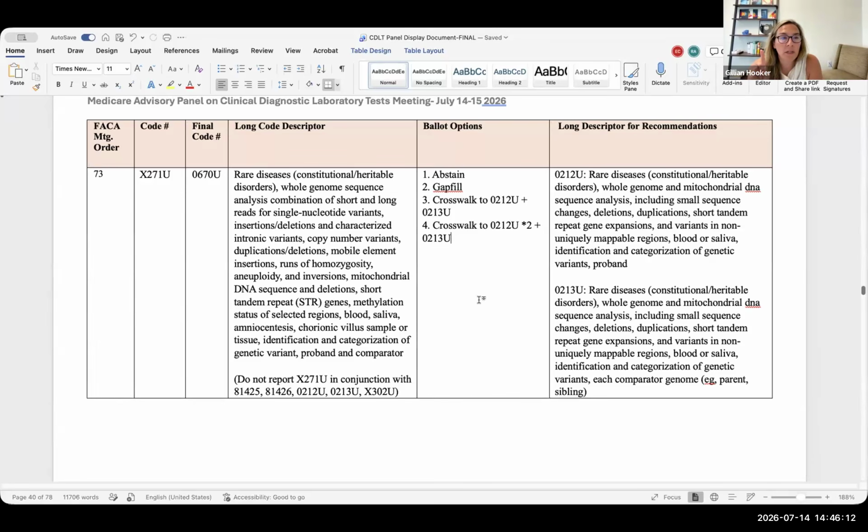So it's two sequences, one long read, one short read, one analysis. They're not separately interpreted. Yes, one report that includes short reads and long reads with all the added value of both sequencing methodologies. And there are two different codes here, one with one comparator for duos and one with two comparators for trio. Okay. Thank you.